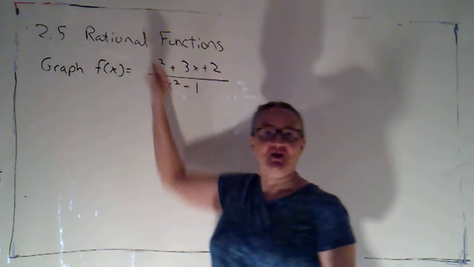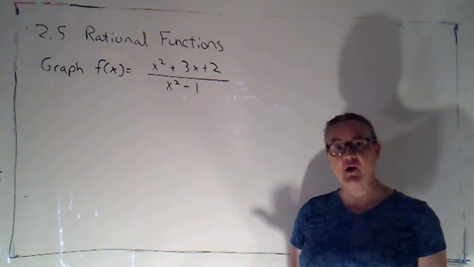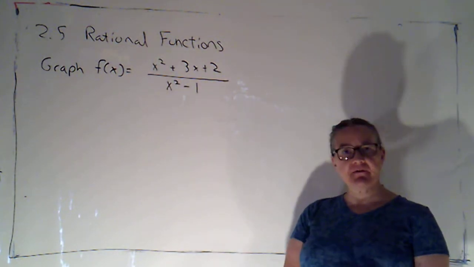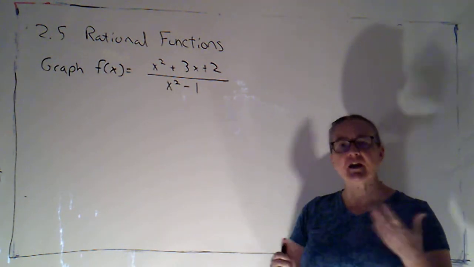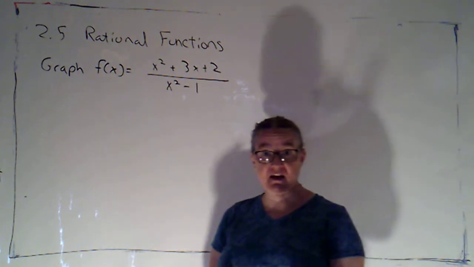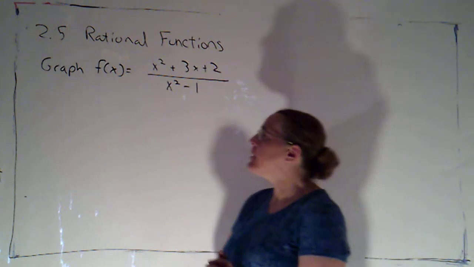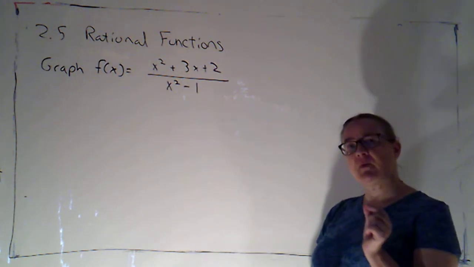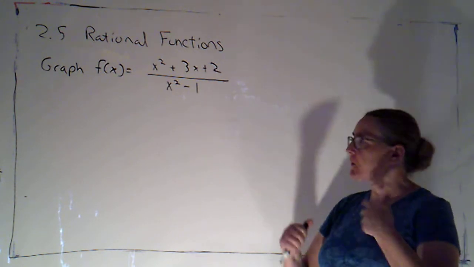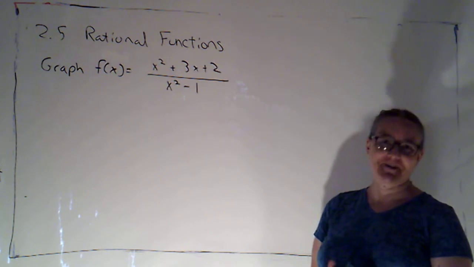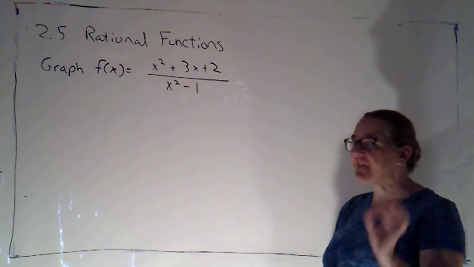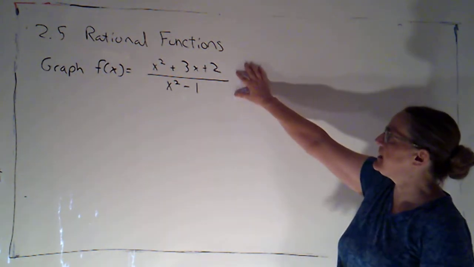Section 2.5 is about graphing rational functions. Now, we've been working with polynomials so far, and we've talked previously about how we can build functions out of other functions by combining them via arithmetic or composition. With the arithmetic operations, if I had two polynomials and I added them, or subtracted them, or multiplied them, I'd just have another polynomial. But if I divide them, I might get something that looks like this.